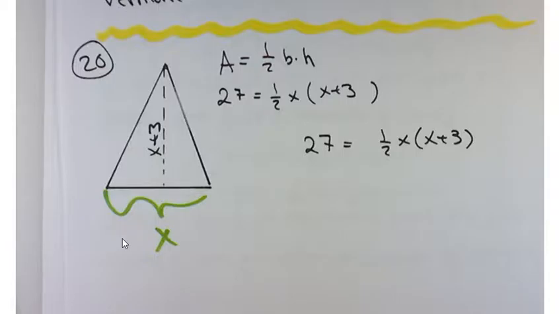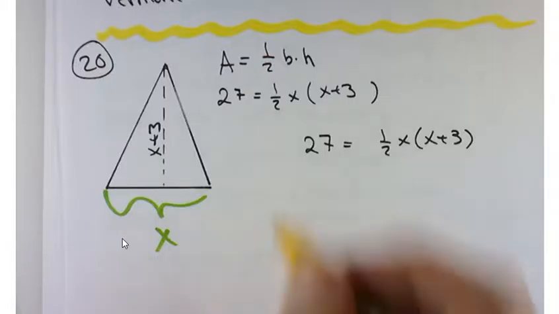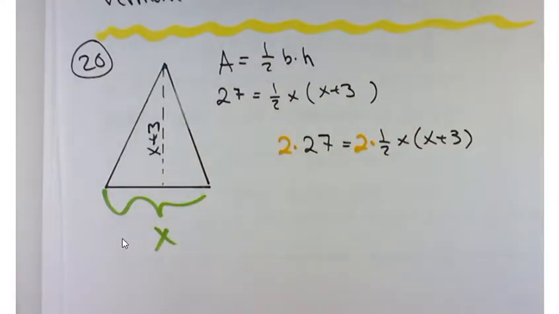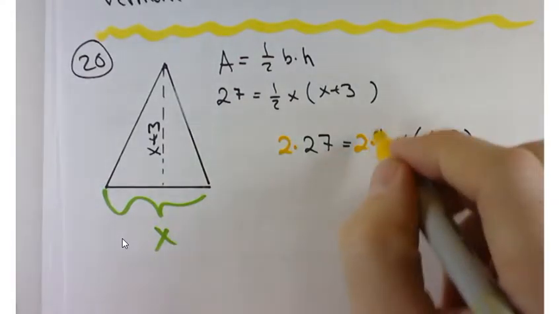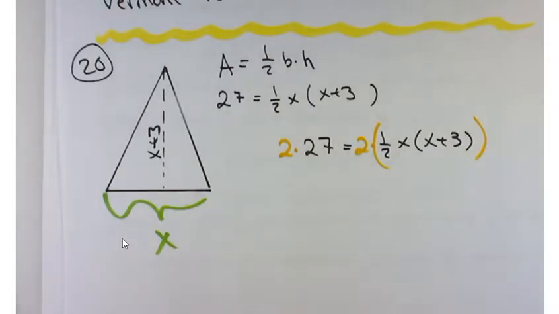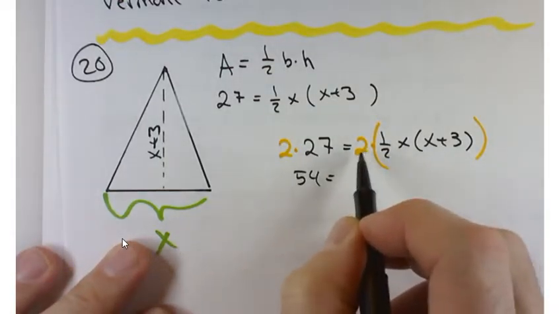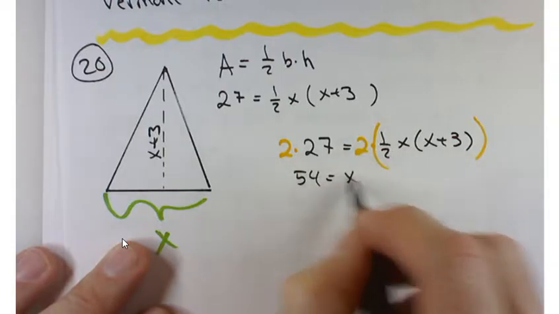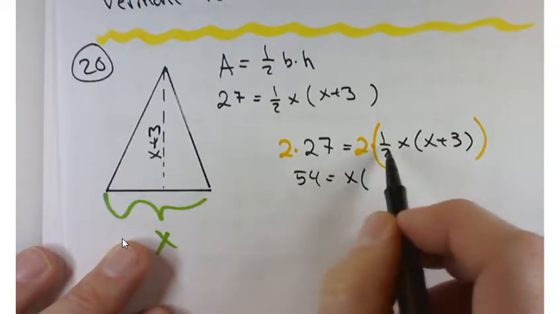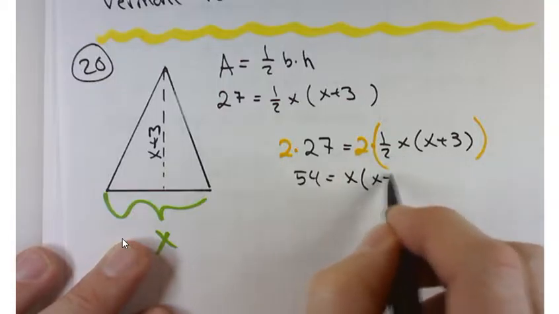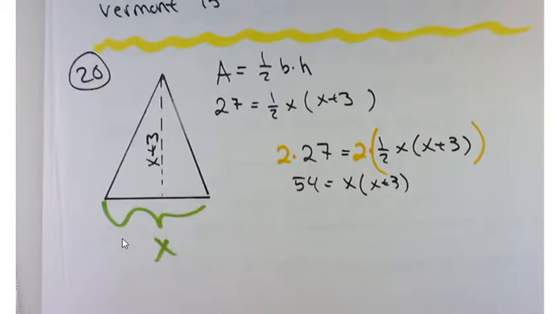Yeah, multiply everything by 2. So if I put in times 2 here, times 2 here, on the left-hand side I get 54. On the right-hand side, 2 times 1/2, that just annihilates itself. 2 times 1/2 is 1, times x plus 3. That's looking a little bit better.